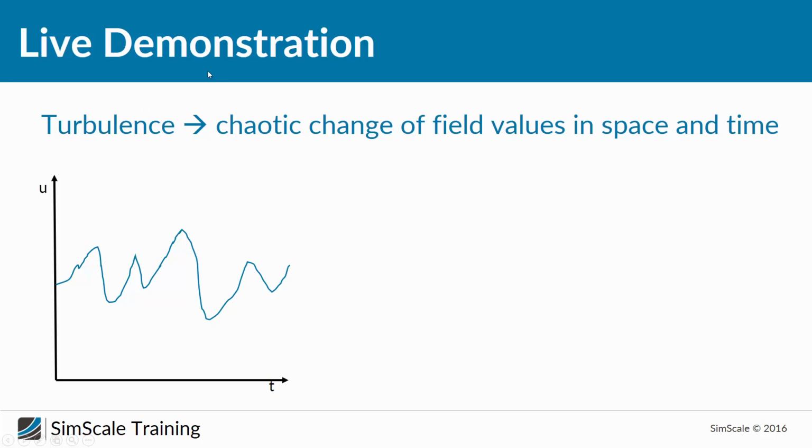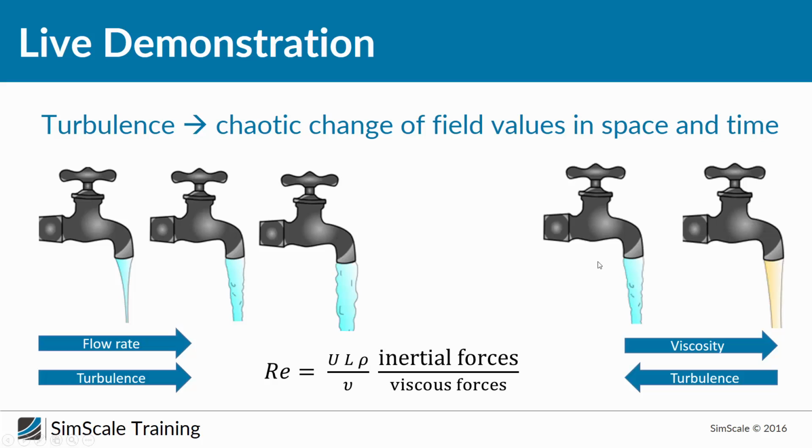I told you turbulence is chaotic change of field values in space and time. And now let's fill this phrase with some images. Let's assume I have a turbulent flow, for example, this one. And I would just put here a probe point and measure at this point the flow velocity for constant boundary conditions. So my flow rate going through the valve is constant, viscosity is constant, everything is, and I'm now taking a look at this velocity here.